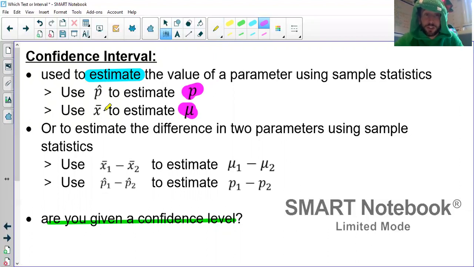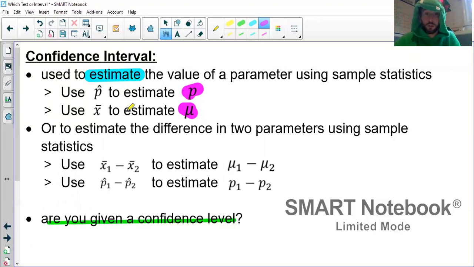So instead, we start with some sample data, and we use that sample to create an interval estimate of the parameter. If we want to know the average age of everyone in East Hartford, I'm not going to find everyone in East Hartford and ask them their age. That takes too long. I'll get a sample, and then use that sample to estimate, hey, I think the true average age of East Hartford residents is between blank and blank with some level of confidence.